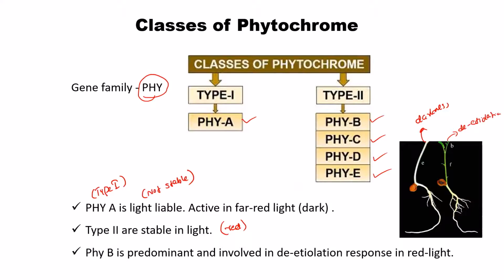So this PHYB is the predominant type 2 phytochrome and it is involved in de-etiolation response. Greening when light is available, that is known as de-etiolation. Here you can see a green plant. Here it is white color. So this is a de-etiolated plant.